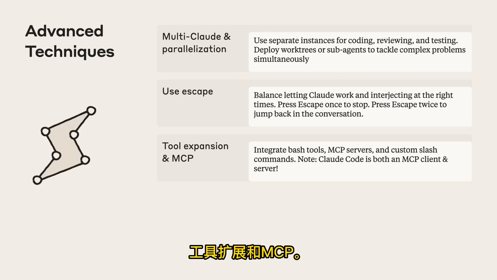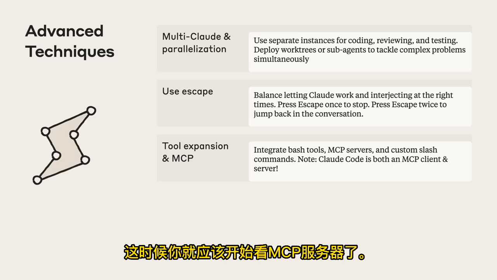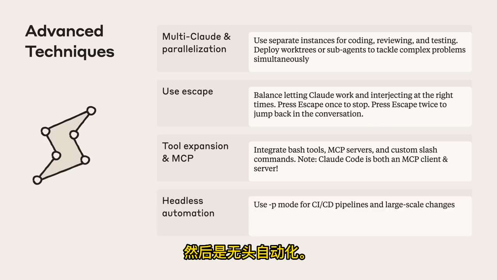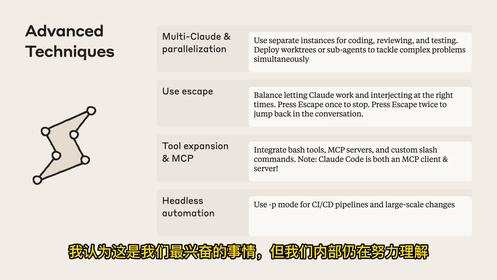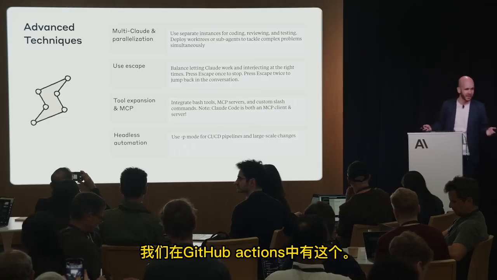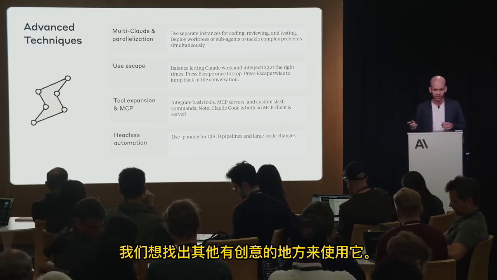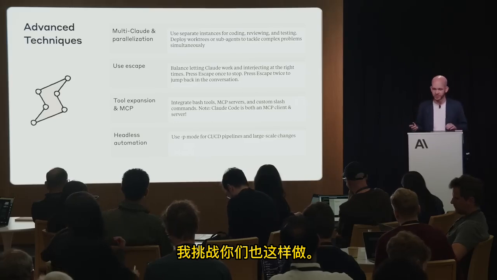Tool expansion and MCP. This is taking it to the next level. If you feel like with Bash and the tools that Claude has, it still can't do something, this is when you should start looking at MCP servers. And then headless automation. I think this is the thing we're most excited about, but also we are still trying to wrap our heads around internally, which is how can we use Claude programmatically? We have that in GitHub Actions. We want to figure out other creative places we can start using it. And I would challenge you all to do the same.